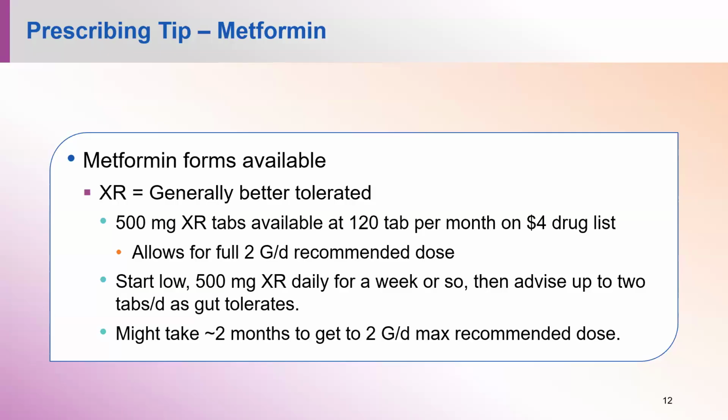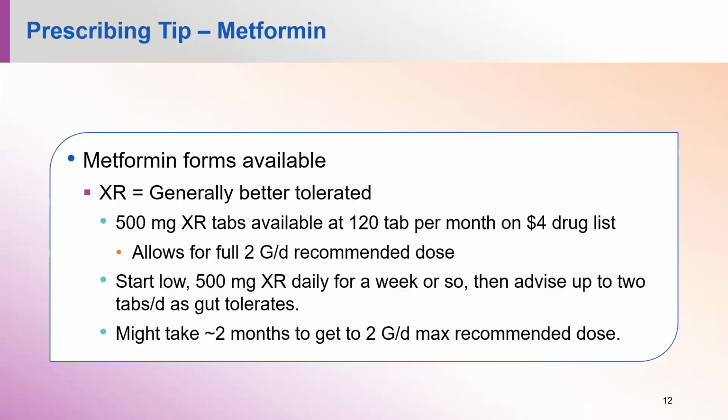Start slow, 500 milligrams XR daily for a week, then advise up to 2 tablets a day as the gut tolerates. It might take 2 months to get to the maximum recommended dose. And the reality is, it should be taken with the largest meal of the day. I've had some patients where it has taken them 4 months to get up to 2 grams a day, but they got up to 2 grams a day.